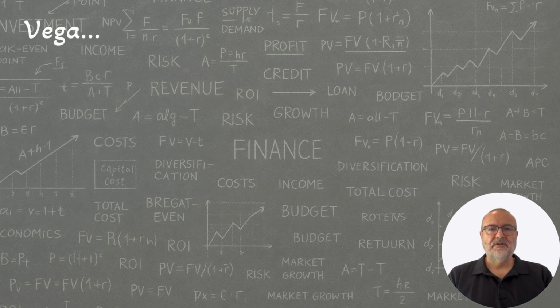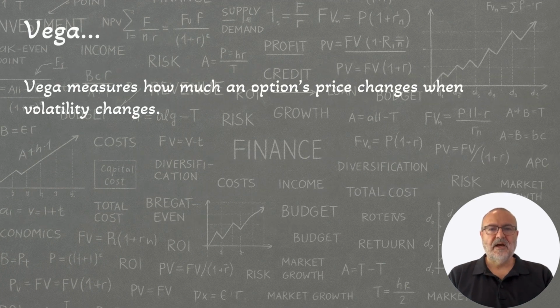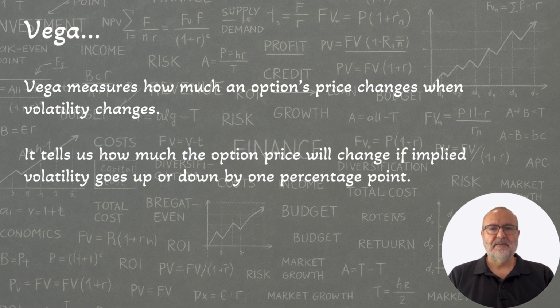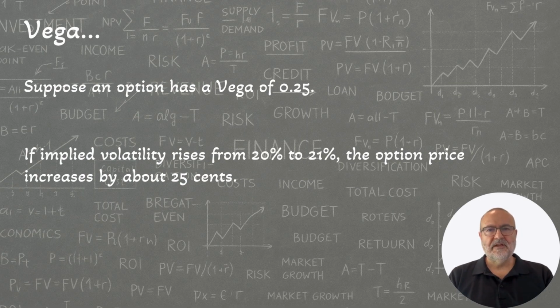Finally, let's discuss Vega. Vega measures how much an option's price changes when volatility changes. Specifically, it tells us how much the option price will change if implied volatility goes up or down by 1 percentage point. Suppose an option has a Vega of 0.25. If implied volatility rises from 20% to 21%, the option price increases by about 25 cents.